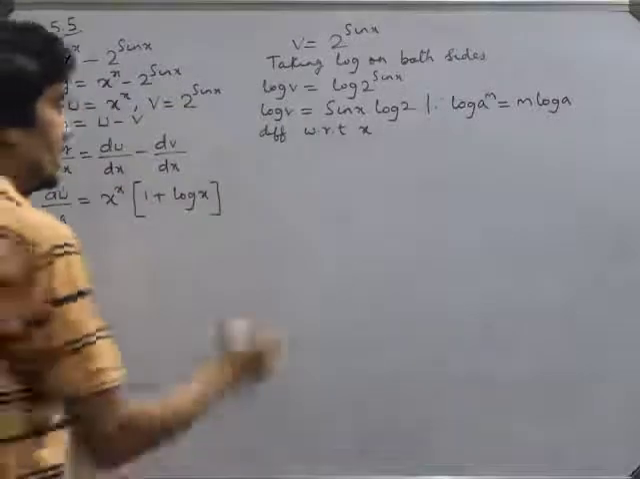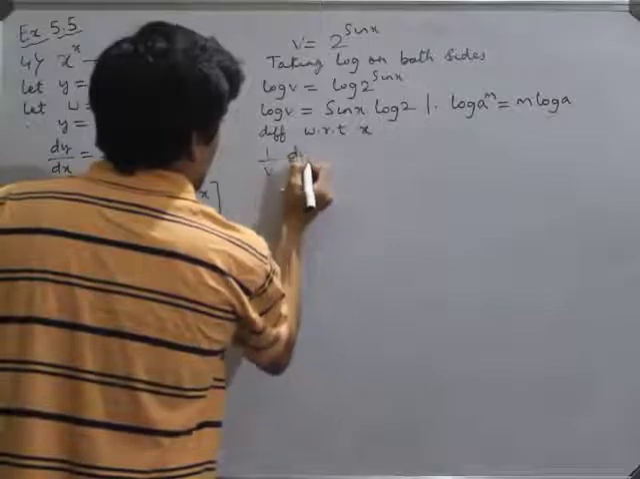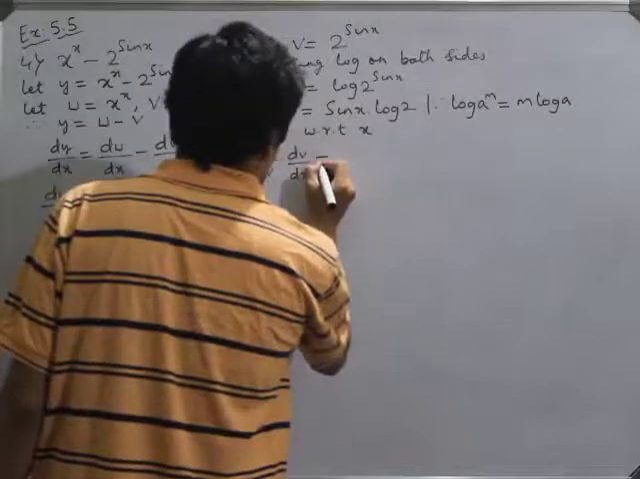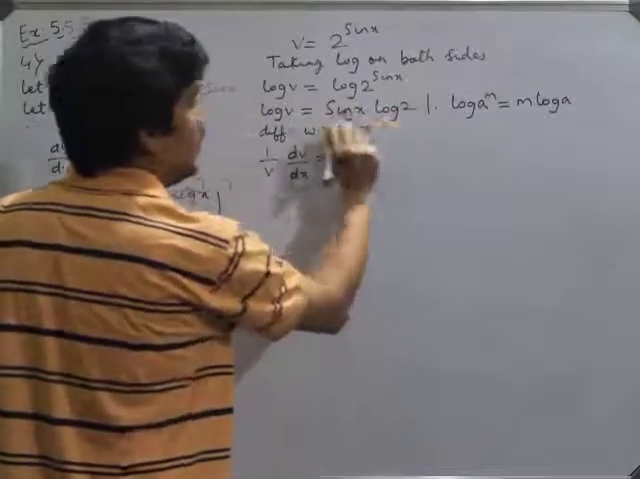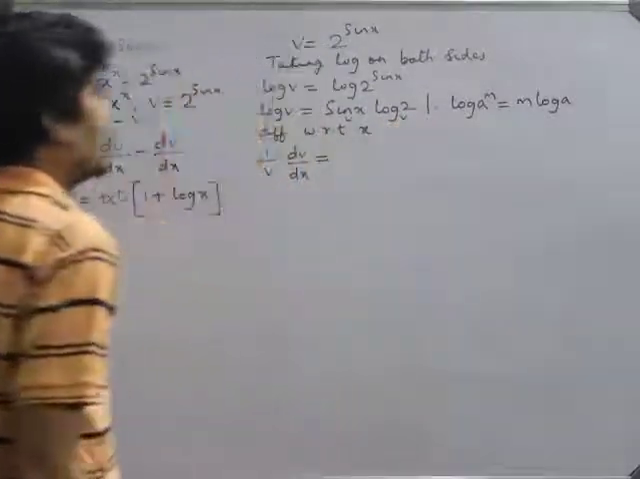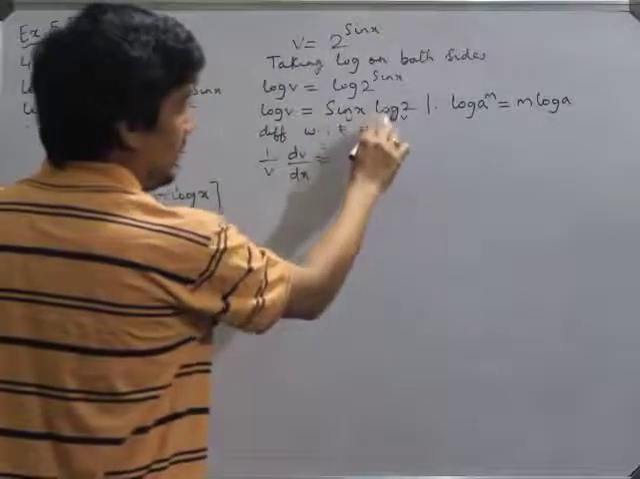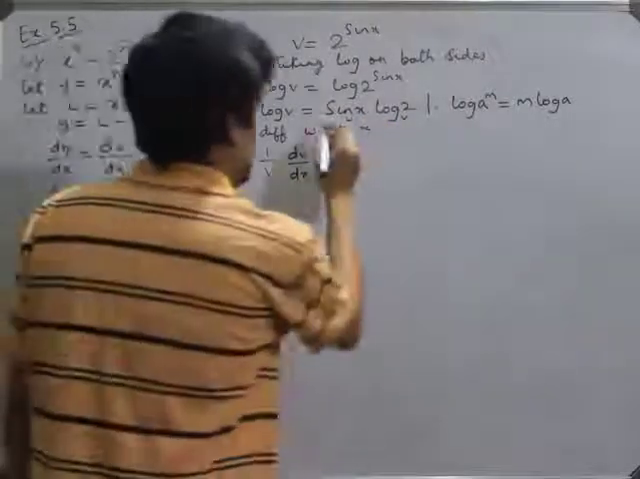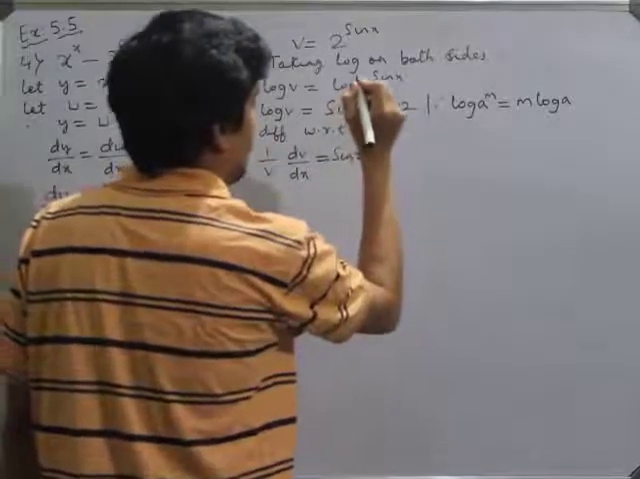Differentiation of log v will be 1 by v into dv by dx. So 1 by v into dv by dx is equal to, again use the product rule, because here we have two functions, u and v. So how to differentiate using the product rule? u into dv by dx plus v into du by dx. First one, u, here it is, into dv by dx.